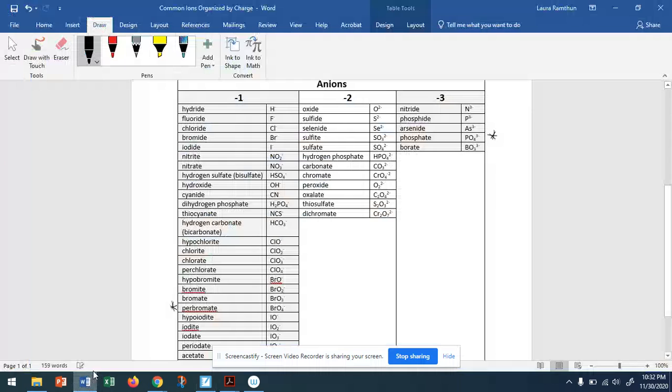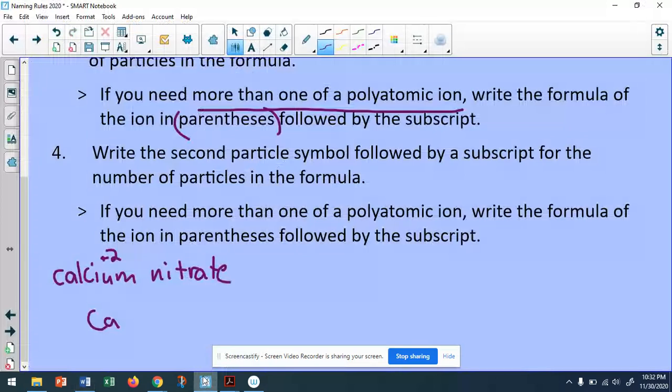I check my chart and I find nitrate. It's right here. Its formula is NO3, and it has a charge of -1. So it's a -1 ion, and it's NO3. Now it's really important. This NO3 is a chunk that you can't break up. I got to keep that together.